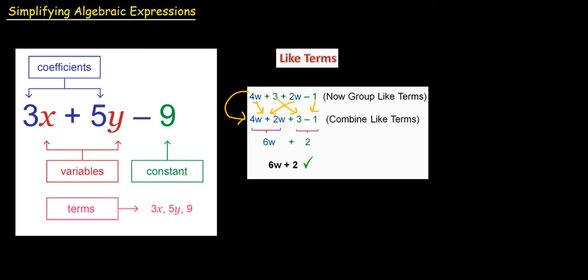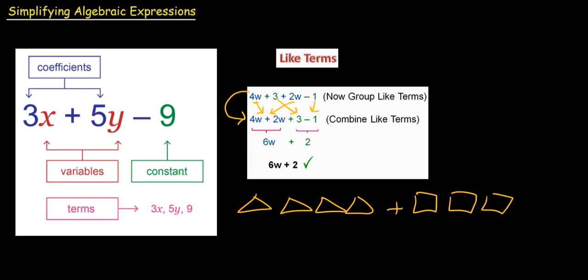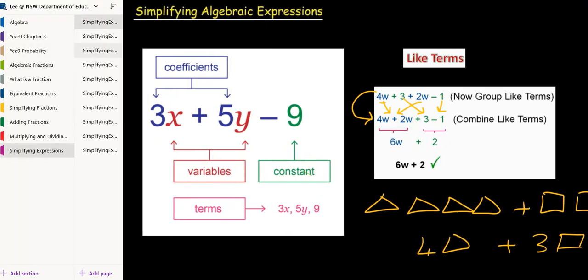I'm going to do a similar problem down below, and I would like you to collect the like terms. Let's do triangle, triangle, triangle, triangle, plus square, square, square, and then we're going to add on 17. Pause the video and see if you can simplify this. Okay, so we have 1, 2, 3, 4 triangles, plus 3 squares, plus 17. Okay, so let's have a look at some problems.